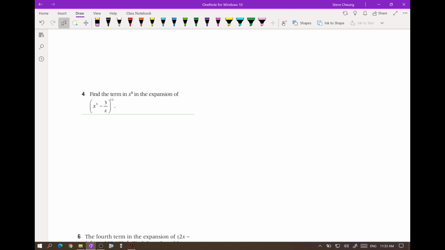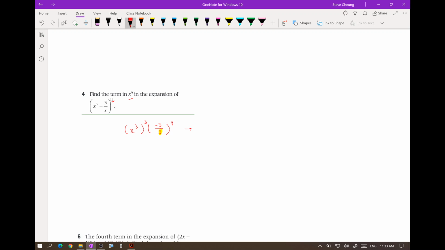Okay, question 4 is an extension to question 3 part B. So again, you can't really just blindly say, oh, I want x to the power of 9, so I must have 3 of x cubed there so that it will multiply to 9. Because the remaining, so if I take 3 out of 11, I'll have 8 left, right? The problem is this number on the bottom is also going to change the overall power, the overall index.